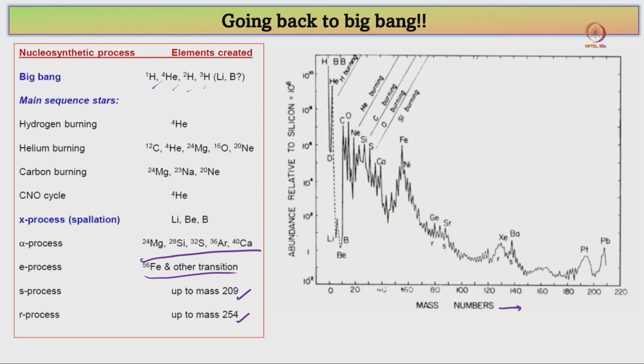This is talking about the entire universe. Hydrogen is many times more abundant as compared to silicon. Then we have D, that is deuterium.